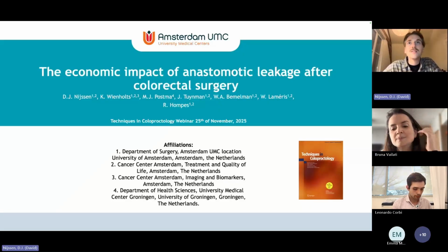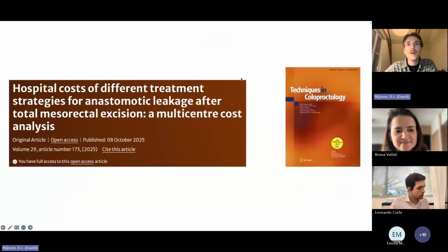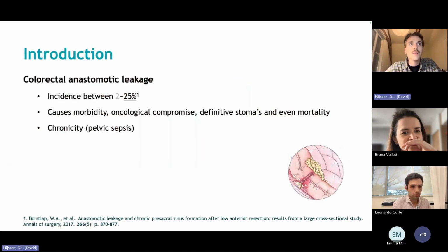Thanks for the introduction. My name is David Nijssen. I'm a surgical resident in Amsterdam. This study is a part of what I did for my PhD at the academic center in Amsterdam. I will talk a little bit about the economic impact of anastomotic leakage after colorectal surgery, and more specifically about this study that we recently published in October in Techniques in Coloproctology. But we did some additional studies on this topic, which I will also shortly touch upon.